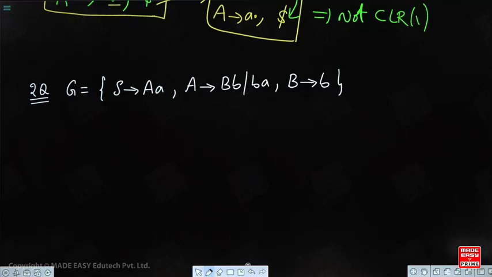Okay, now also it's not CLR(1), but it is unambiguous, no? So after changing the question, is it ambiguous? You just identify the strings. If you get any string with two different parse trees, then it is ambiguous.